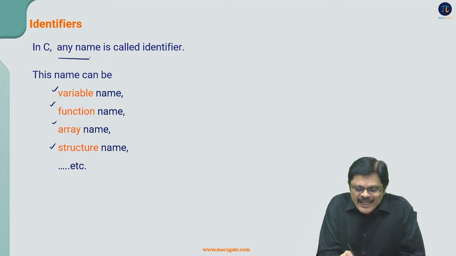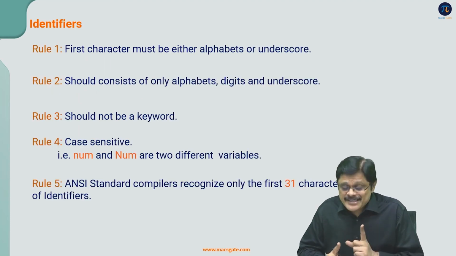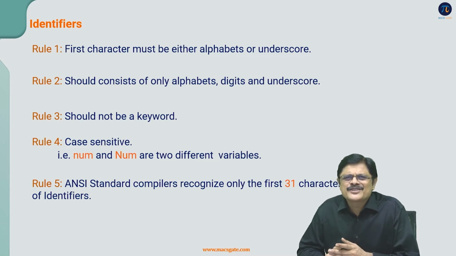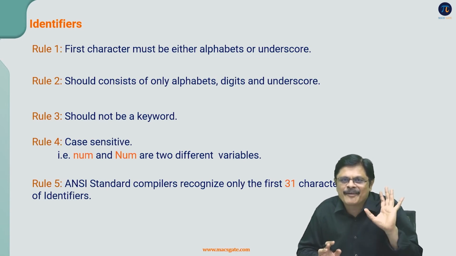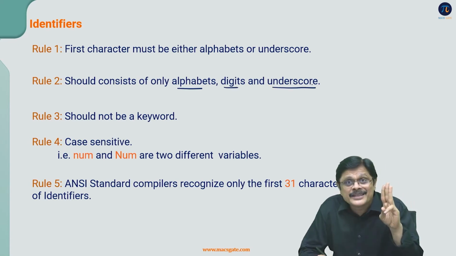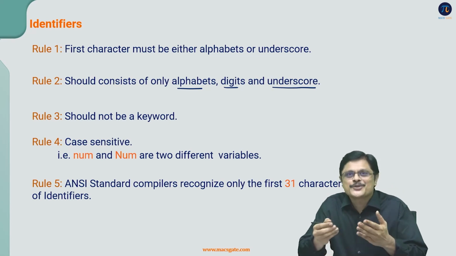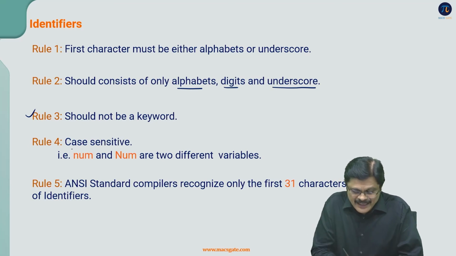So any name in C is called an identifier, and we have rules also. The first character can be either an alphabet or an underscore, but generally underscore is not preferable, but according to the rule it can be underscore or alphabet. Only remember alphabets, digits and underscores can be used. Only these three can be used. The first character cannot be a digit. Only alphabet or underscore can be used, preferably alphabet. That is good practice. And it should not be a keyword. Keywords cannot be used as your user defined identifier, and it is case sensitive.